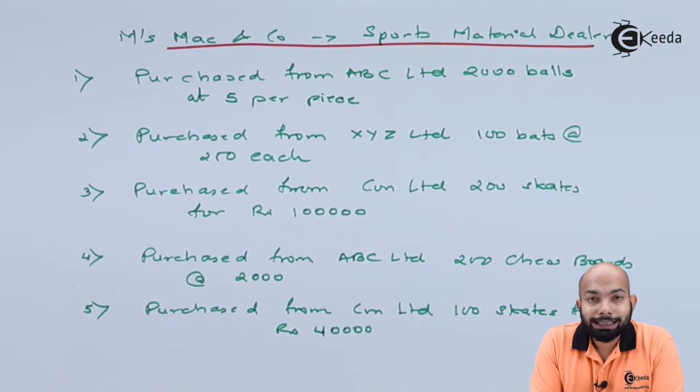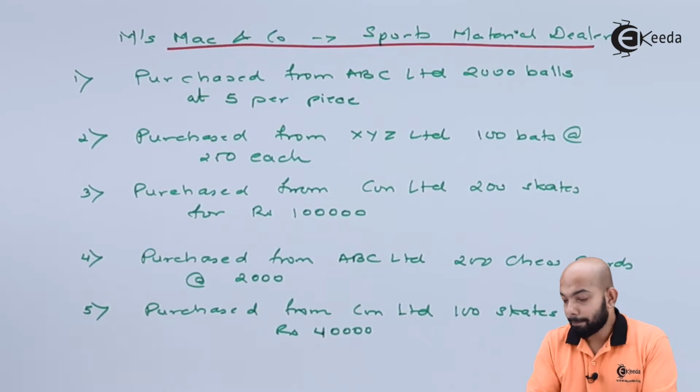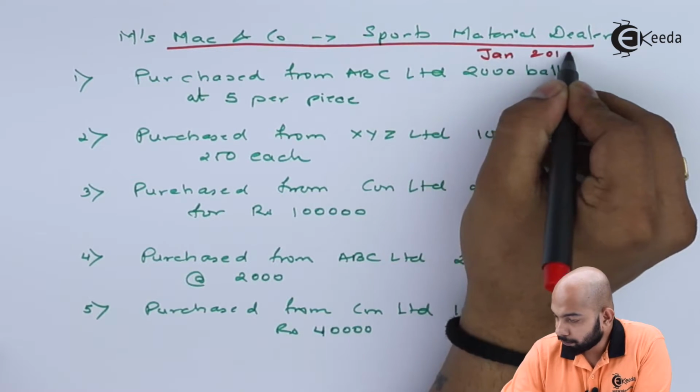Now there is Mrs. Mac and Company. Mrs. Mac and Company is a sports equipment dealer, or a sports material dealer. Now there are certain transactions mentioned down here. We'll take this as the month of Jan.